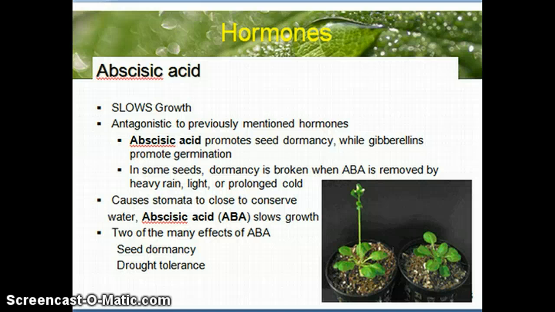And in some seeds, dormancy is broken when ABA is removed by being washed away with a heavy rain or by prolonged cold spells. What happens is that abscisic acid causes stomata to close to conserve water. So in this way, it slows growth. Two of the many effects of ABA, or abscisic acid, are then seed dormancy, but also because of that closing of stomata, we have drought tolerance.